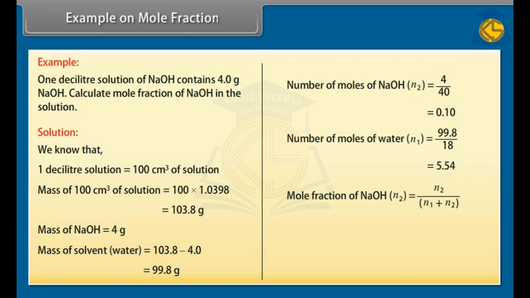Mole fraction of NaOH, X2, is equal to N2 upon N1 plus N2 whole, which is equal to 0.018. Hence, mole fraction of NaOH in the solution is 0.018. Formality and parts per million.